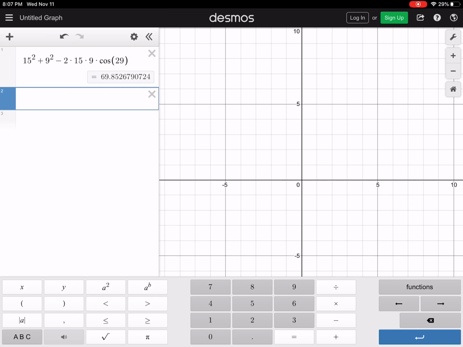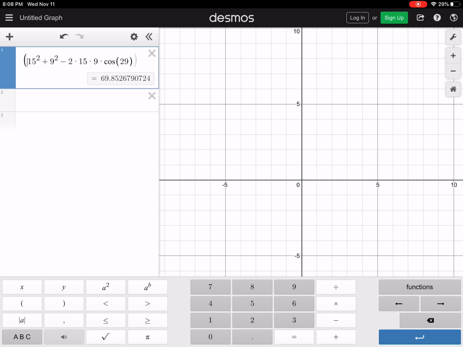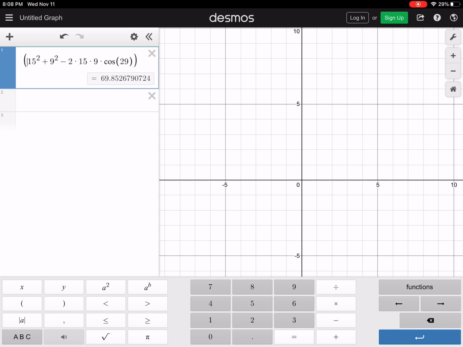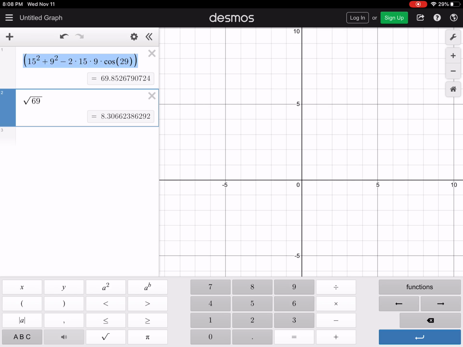When I take the square root, I use my Desmos calculator. I don't know if there's a way to get that answer in, but I think I could put parentheses around the whole thing and then put a square root symbol on the outside. See if that works. Oops. That didn't work. Maybe if I highlight the whole thing. I guess I should have tried this before. I'll just type it in. So 69.8526790724.